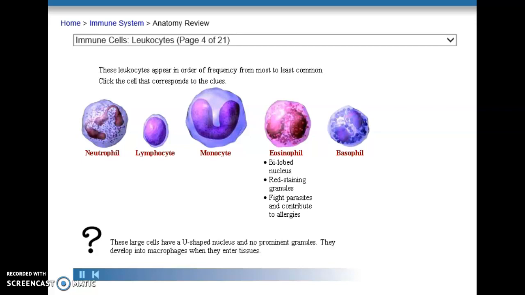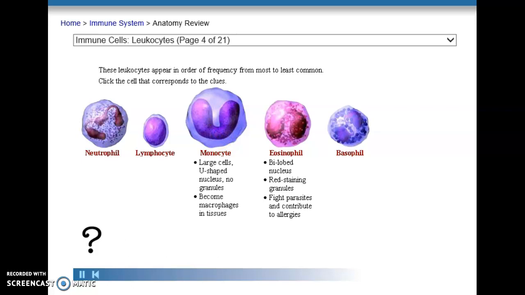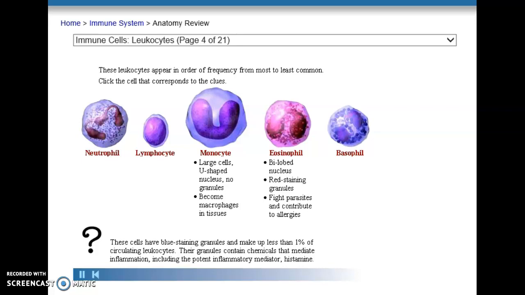These large cells have a U-shaped nucleus and no prominent granules. They develop into macrophages when they enter tissues. These cells have blue staining granules and make up less than 1% of circulating leukocytes. Their granules contain chemicals that mediate inflammation, including the potent inflammatory mediator, histamine.